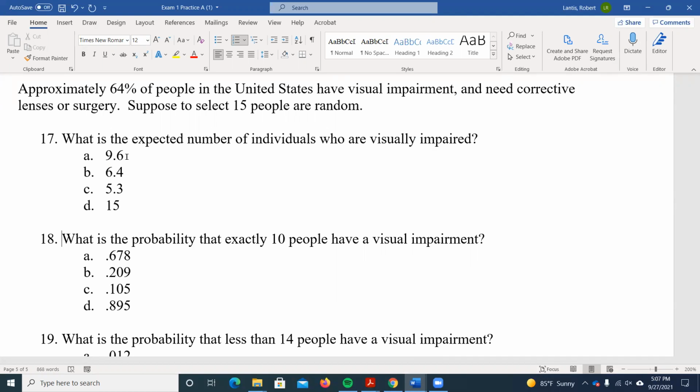What we really just said is, okay, we've got the mean is 9.6. So if I think about the values of 9 and 10, those will be the most likely outcomes, right? And as we move to number of successes that are further from that mean of 9.6, those probabilities will be declining, okay? So if I want the probability that exactly 10 people have a visual impairment, that should be relatively high. It's one of the most likely outcomes. Both 9 and 10 are our most likely outcomes.